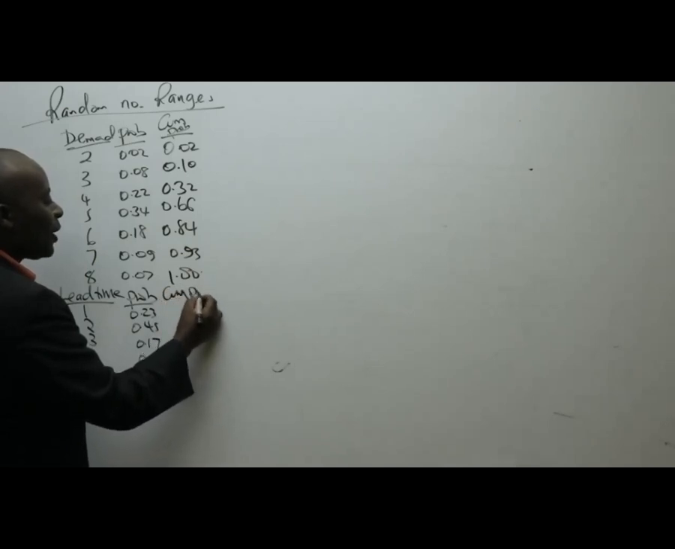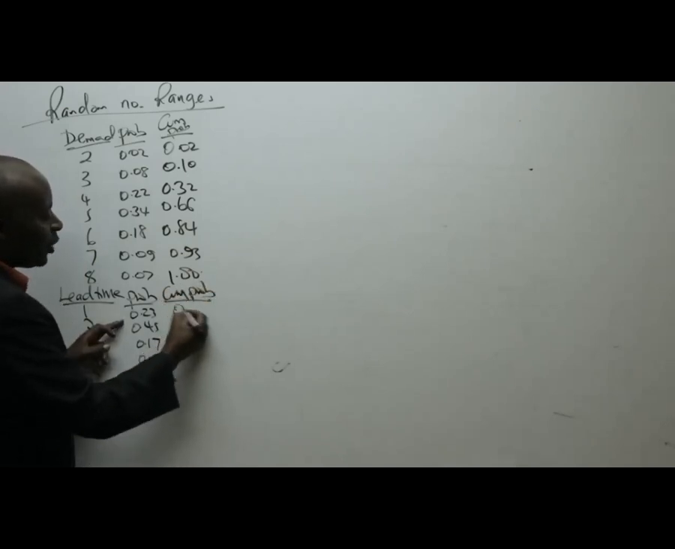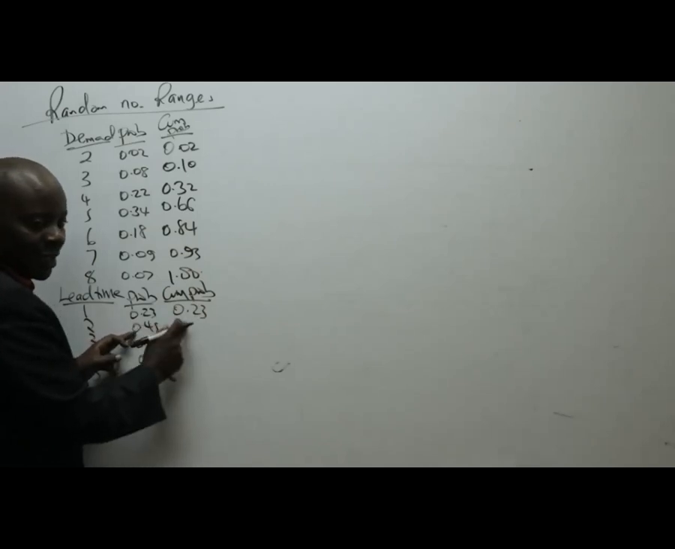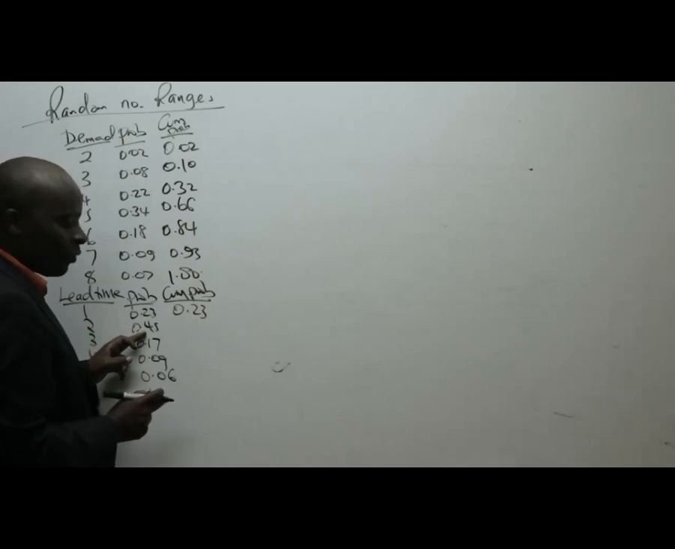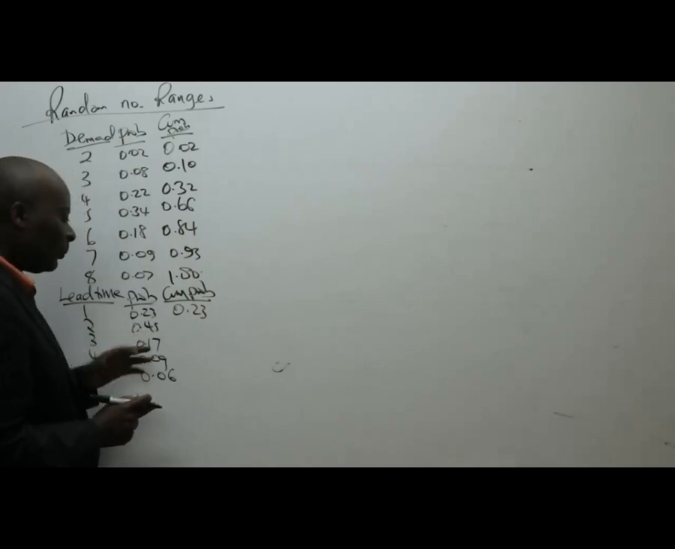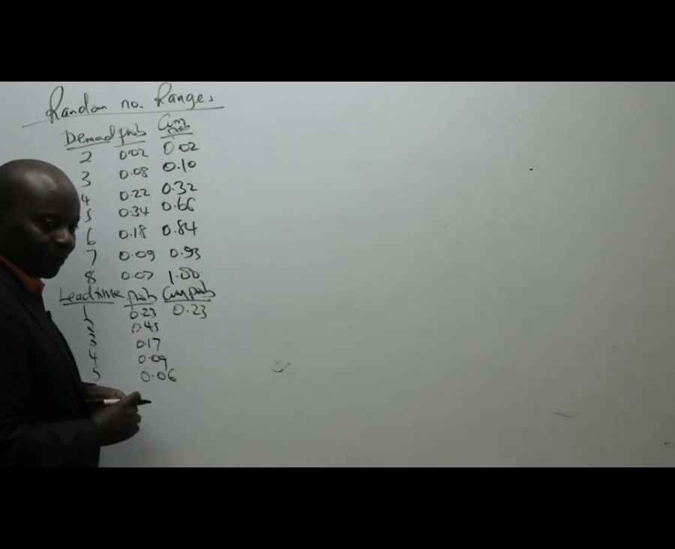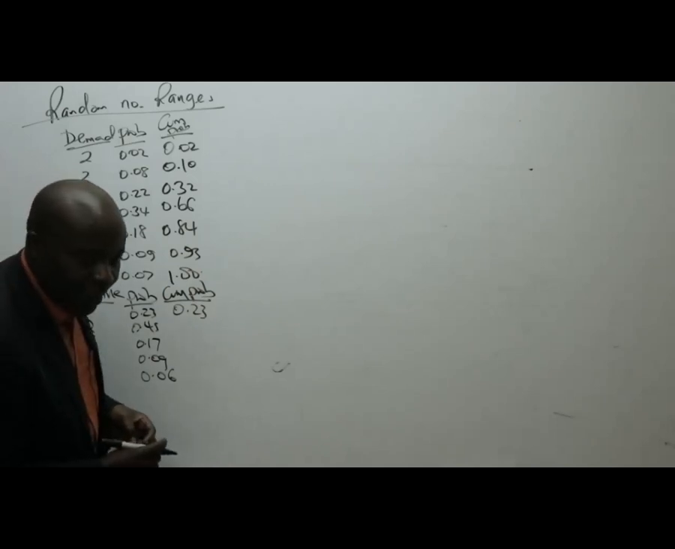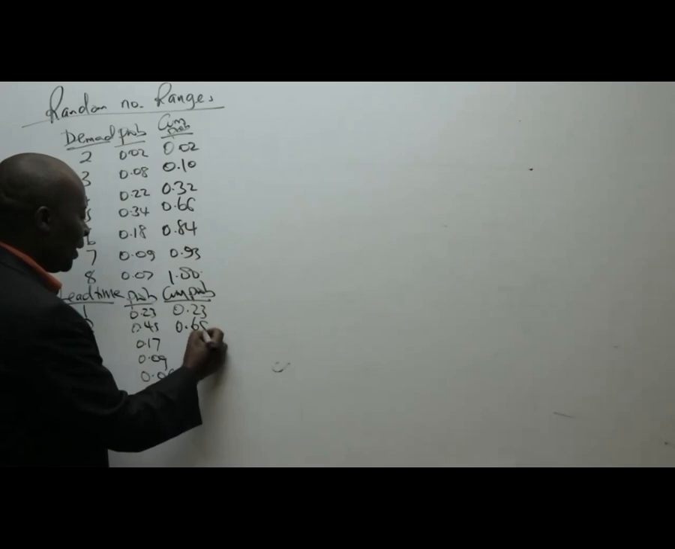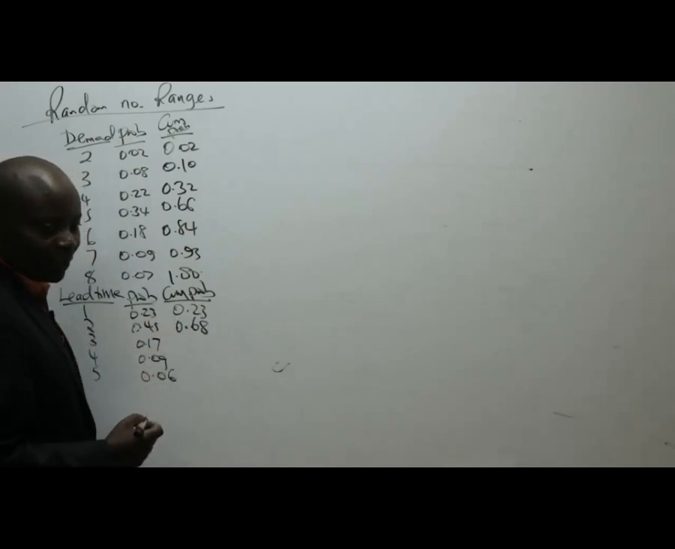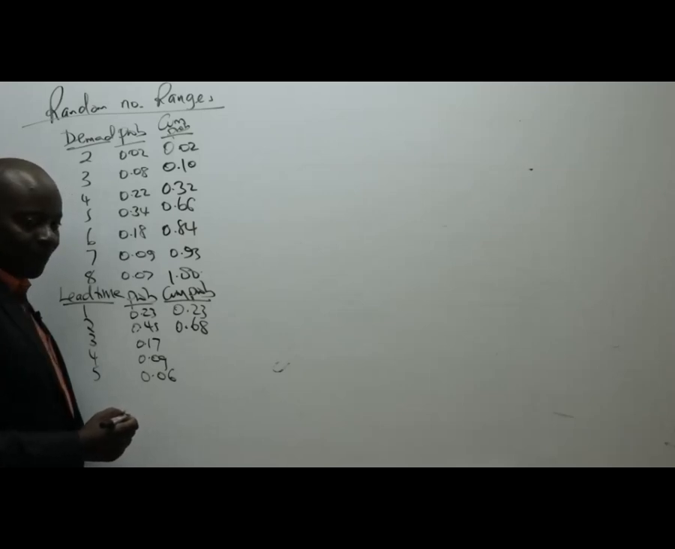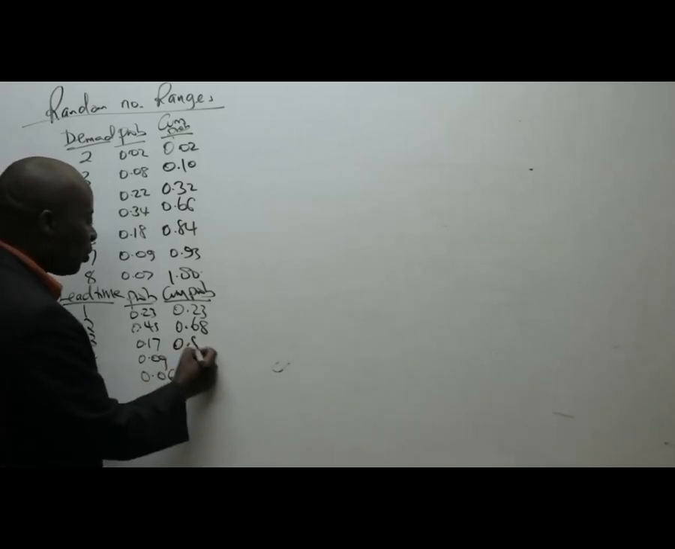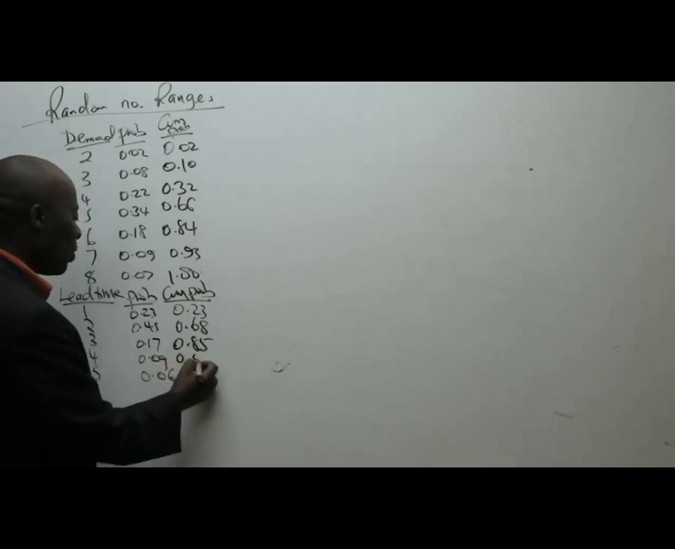Do the same for the second variable, cumulative probability. The first one is 0.23. Please add this here. 0.23 plus 0.45 gives us what figure? 0.68. So 0.68 plus 0.17 gives us what figure? 0.85. So 0.85 plus 0.09 gives us 0.94. Plus this gives us 1.00.